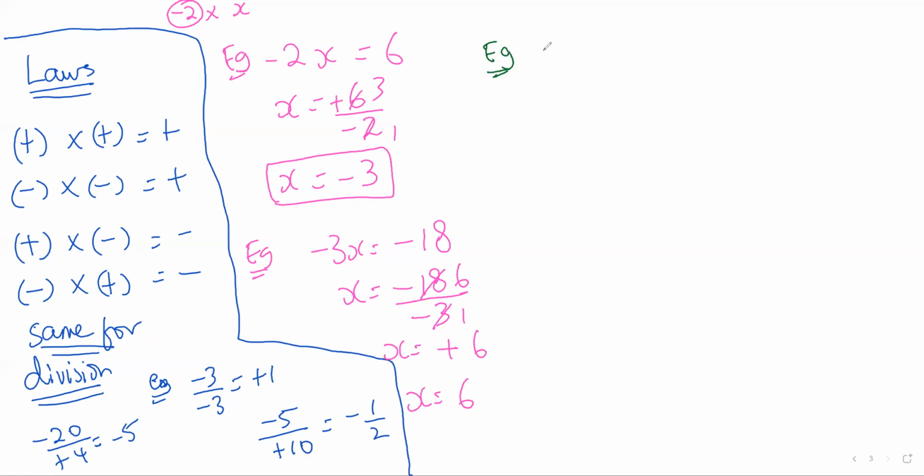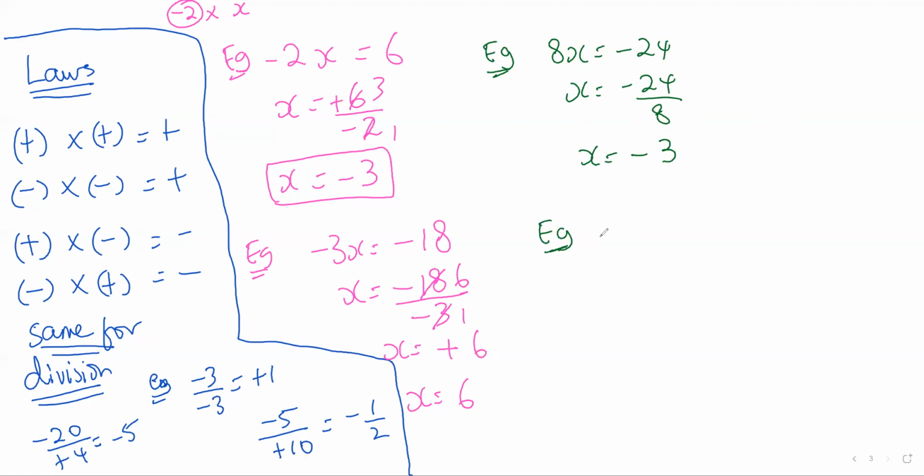So let's say you have 8x equals -24. 8 is being multiplied by x, so x equals -24 divided by 8. The 8 is positive here, of course. You can put the sign in if you wish to, you don't have to. Negative divided by positive is negative. 8 into 24 is 3. -3 is the answer.